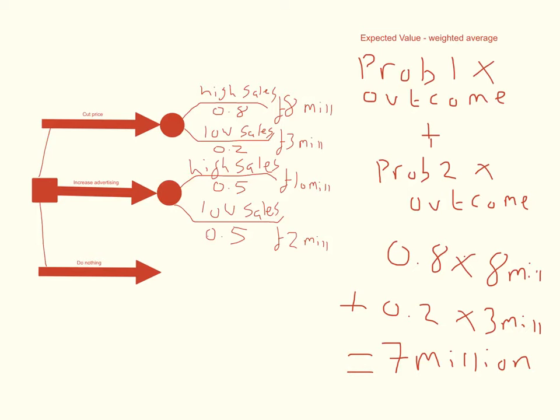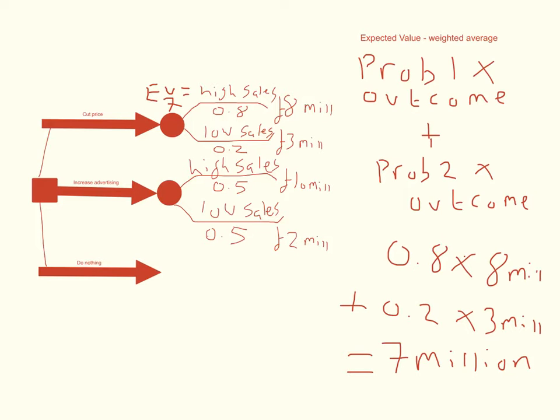The expected value should be recorded above the circle. So above this circle here we can put in EV equals 7 million. So why don't we have a go at calculating the expected value now for the second option.